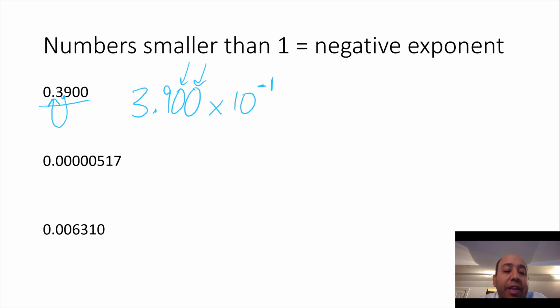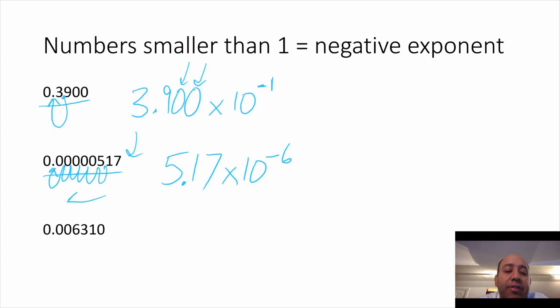On the next one, again, you see that this number is not between 1 and 10, so you have to rewrite it. You don't write any zeros because there's nothing after the 7 here. And you have to put the dot to make this number between 1 and 10. So you put the dot right there between the 5 and the 1. 5.17 times 10. And you figure out from that position to get it back to its original location. 1, 2, 3, 4, 5, 6. Negative 6 because you're moving it to the left. 5.17 times 10 to the negative 6. Okay, last one.